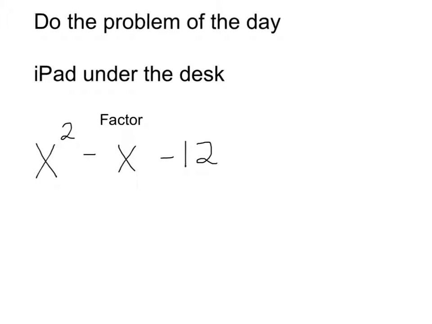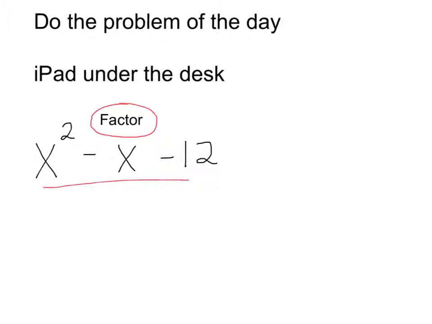So on this problem, they give us specific instructions. What do the instructions right here say? They want us to factor it, okay? In other words, they want us to unfoil it. They want us to figure out what two binomials multiplied together to give us this one trinomial.